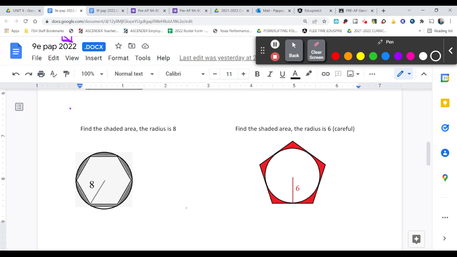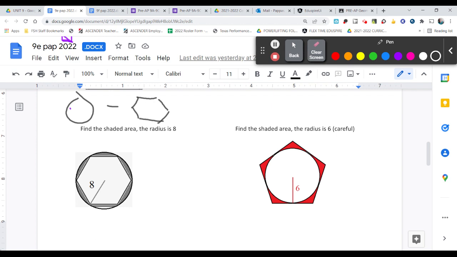All right, well, let me ask you guys this. What 2 shapes do we have here? Okay, we have a circle and a hexagon, right? Circle and a hexagon, okay? Now, we could add them or we could subtract them. If we're trying to find the shaded area. Good. We have to do the circle area, and we have to subtract the hexagon area.